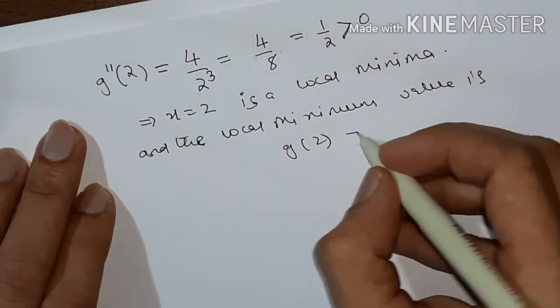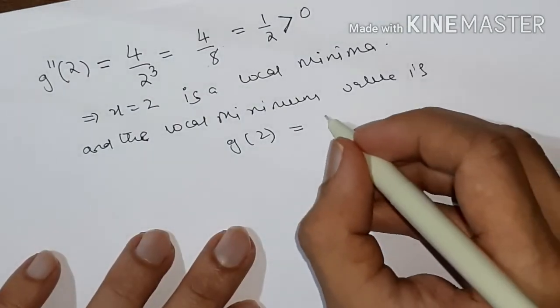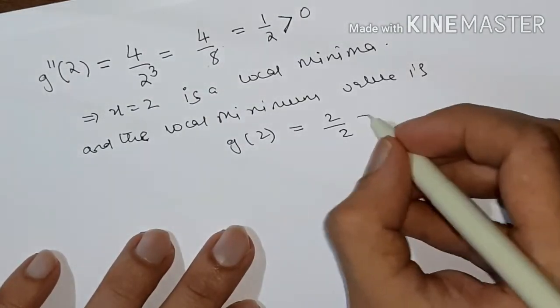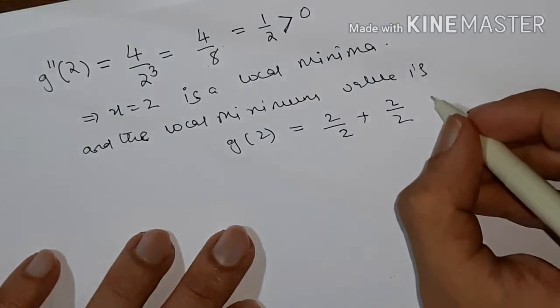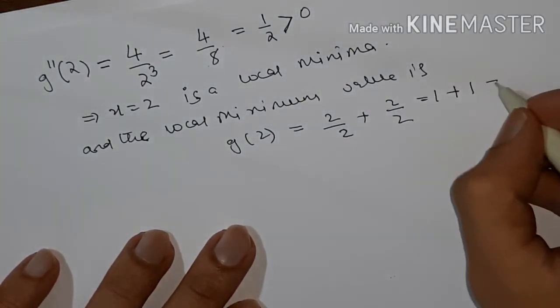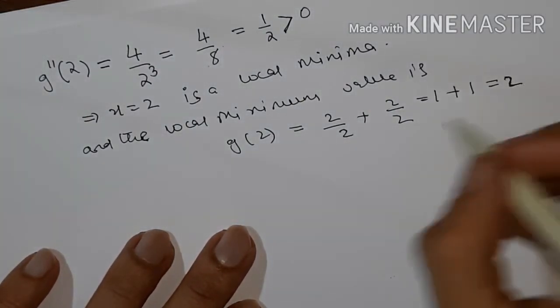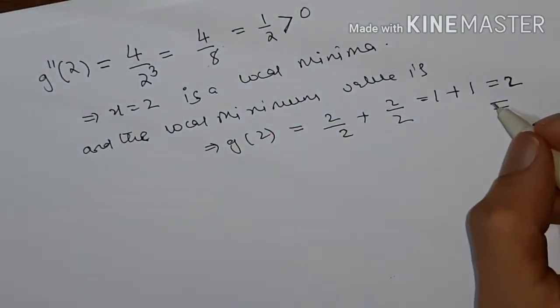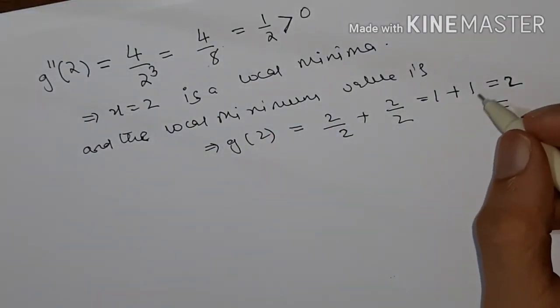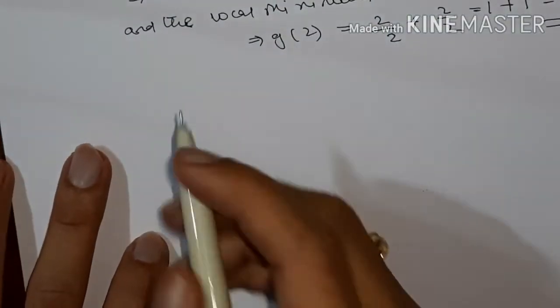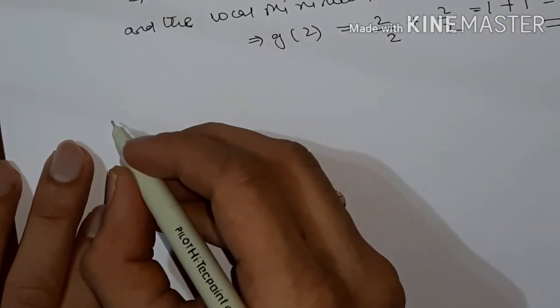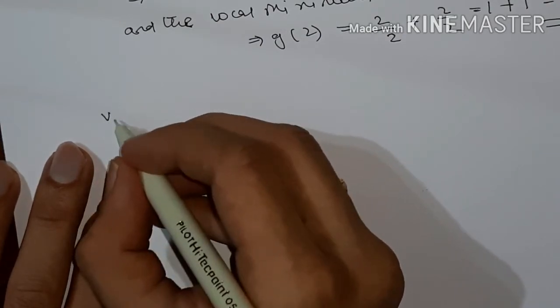G of 2, that is 2 by 2 plus 2 by 2, right, which is 1 plus 1, which is 2, right? So this is the local minimum value for the function g. So that was the solution of the 6th problem. Now let us go to the 7th one.